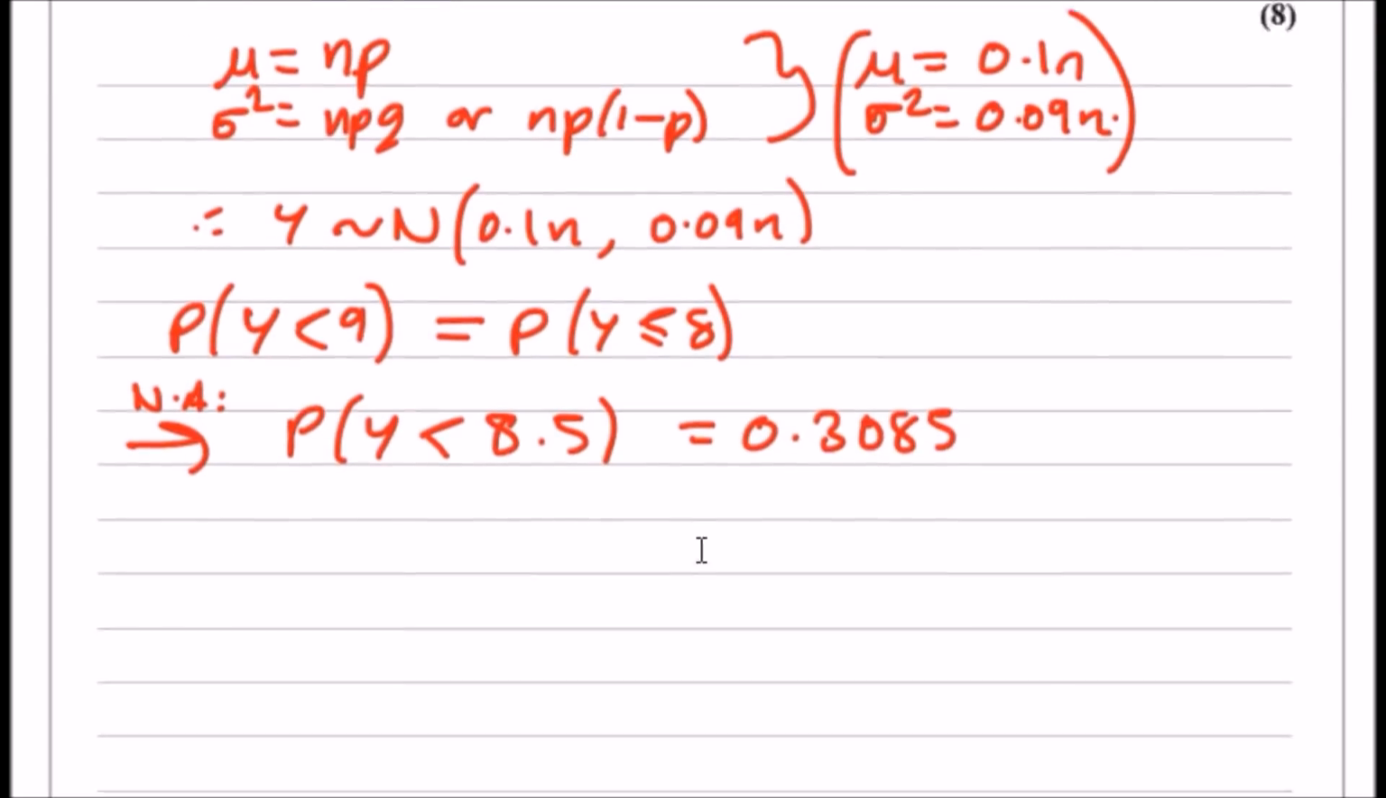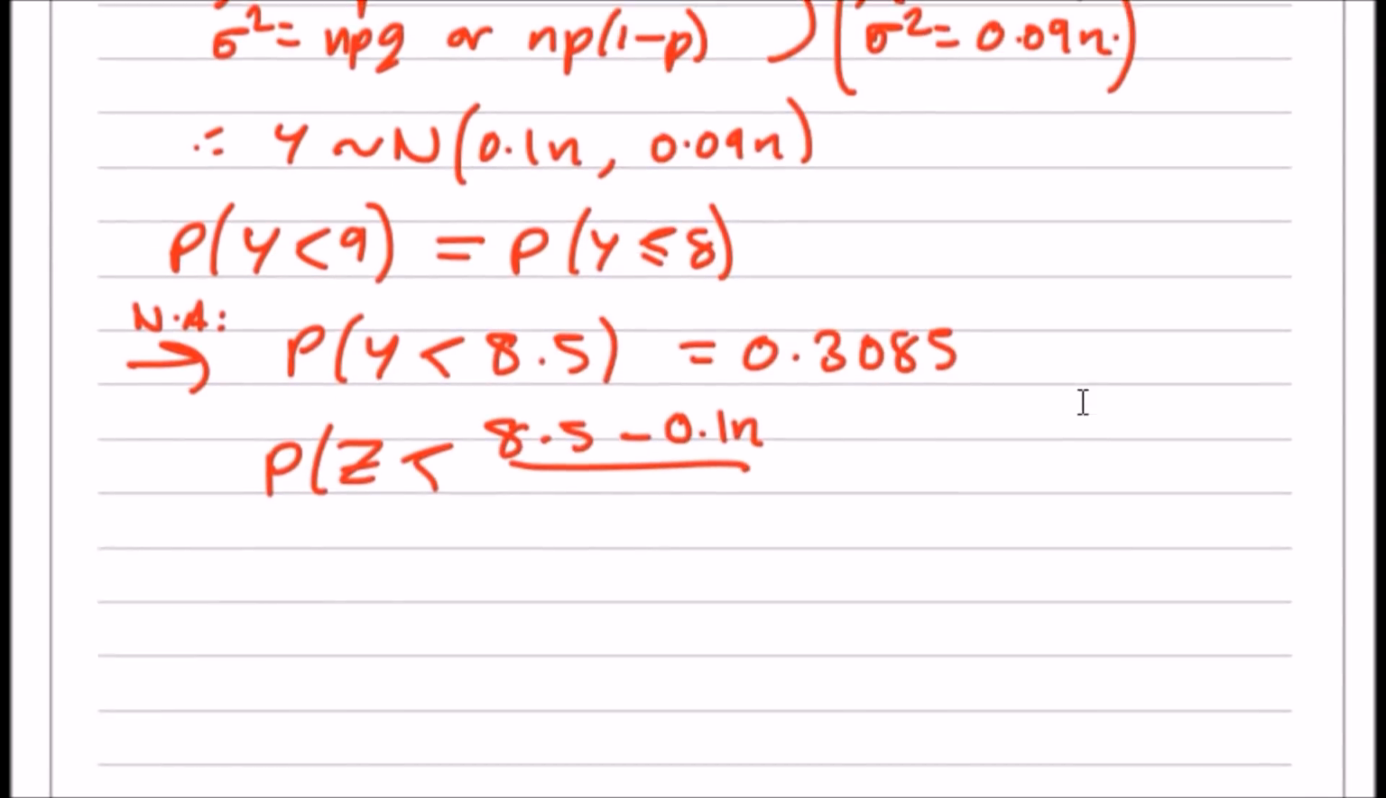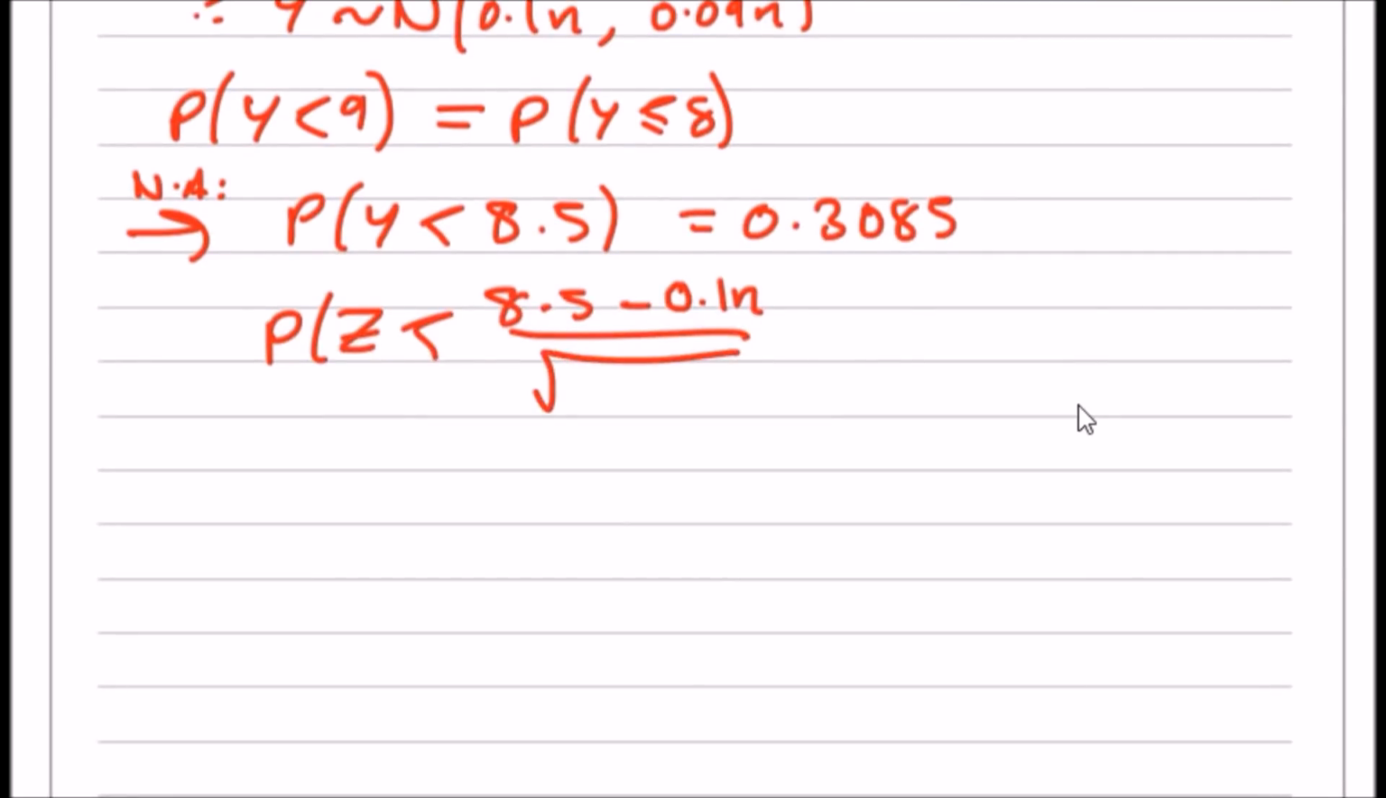Now we just convert this to the usual Z format. So let's have a look. Standard normal, here we come. It'll be less than 8.5 minus the mean, which is 0.1n, over the standard deviation, so the square root of the variance. So root 0.09n. And all of this must equal 0.3085.